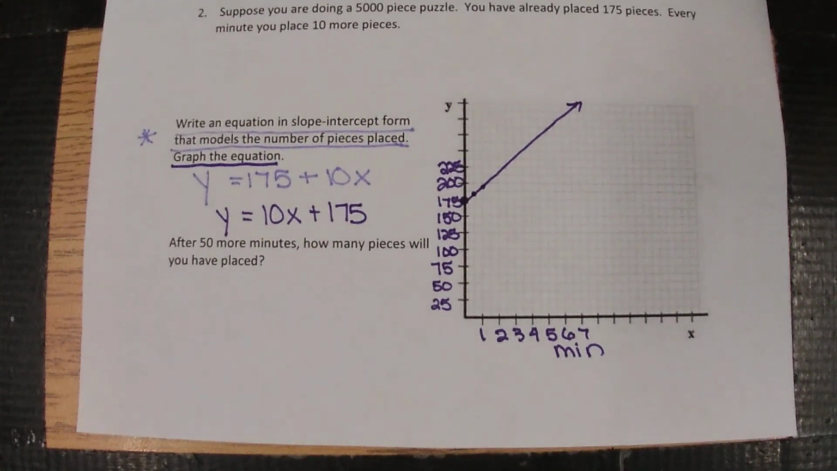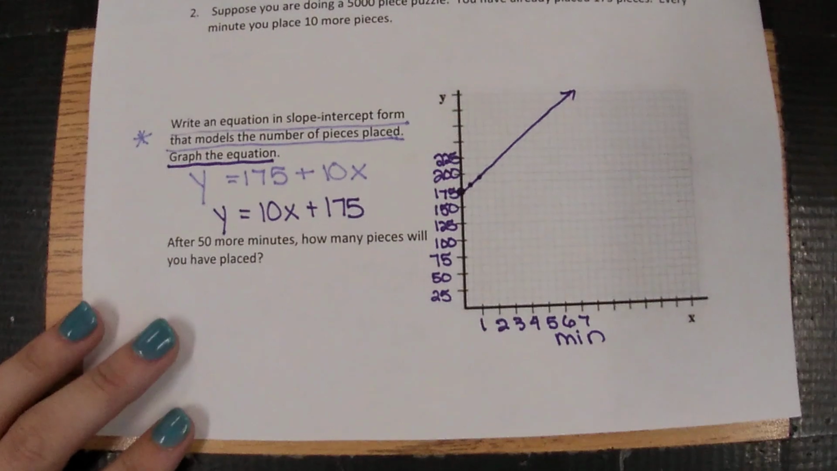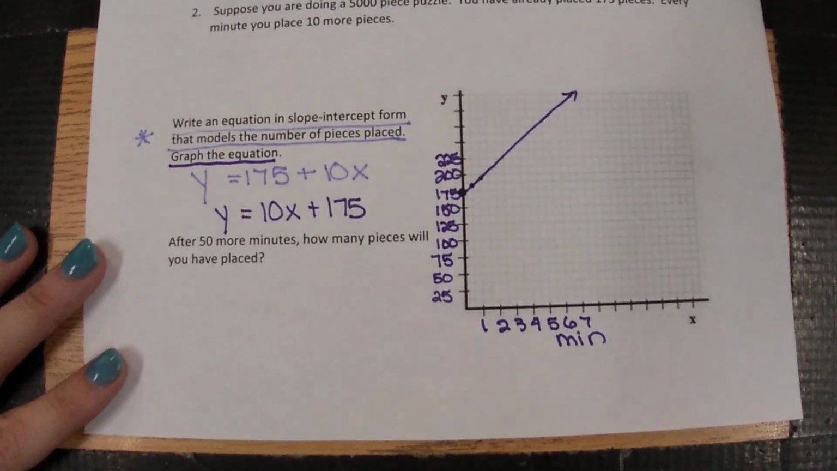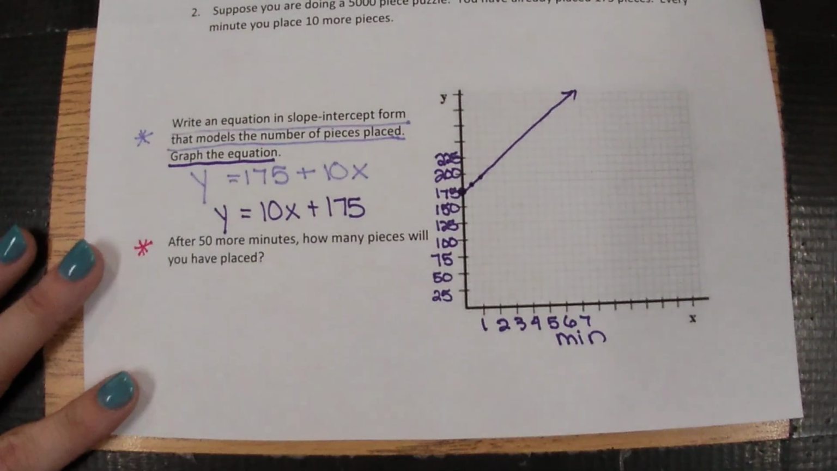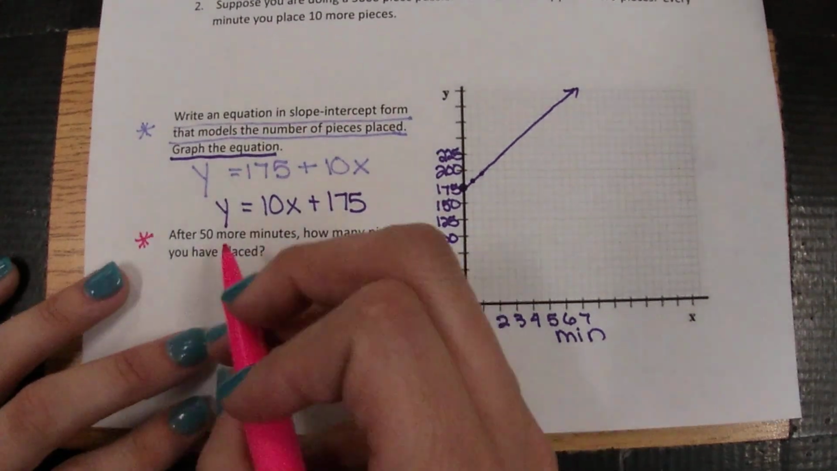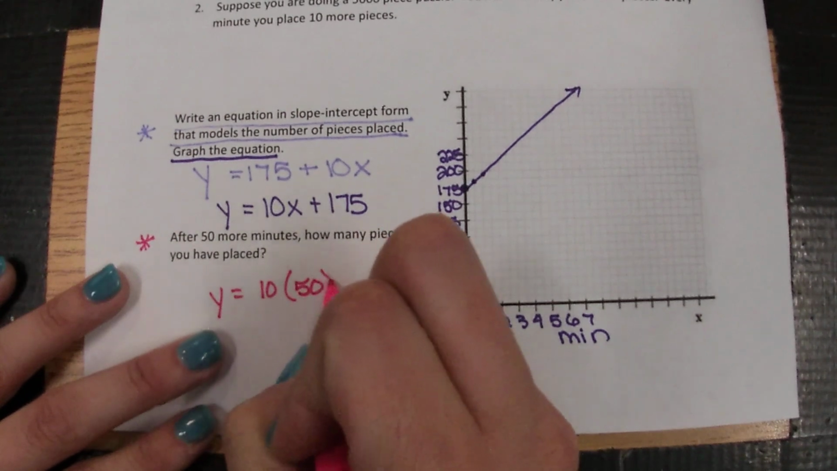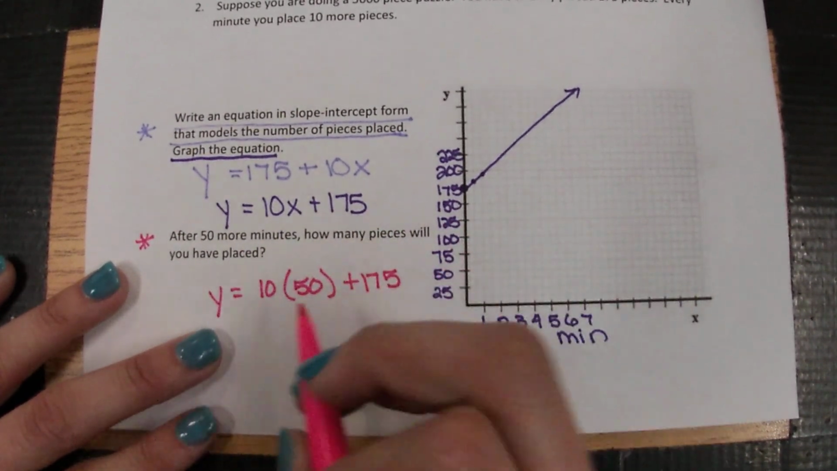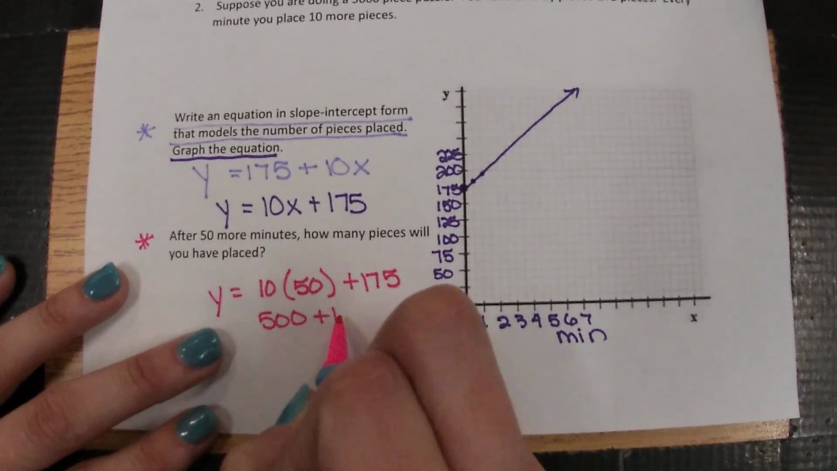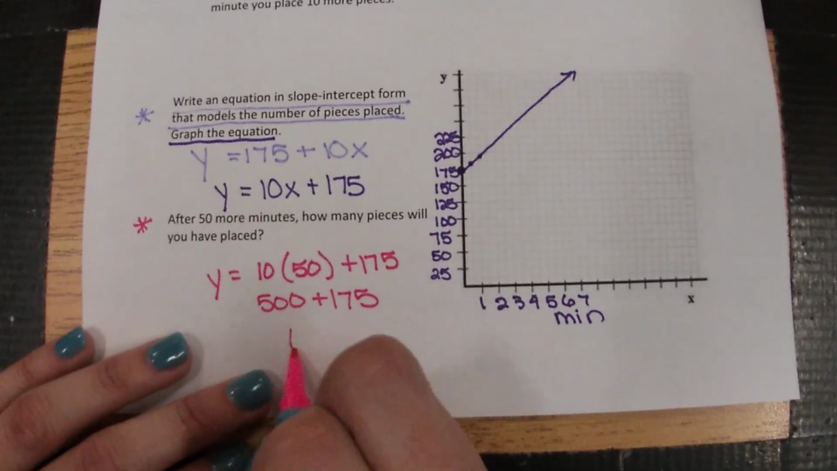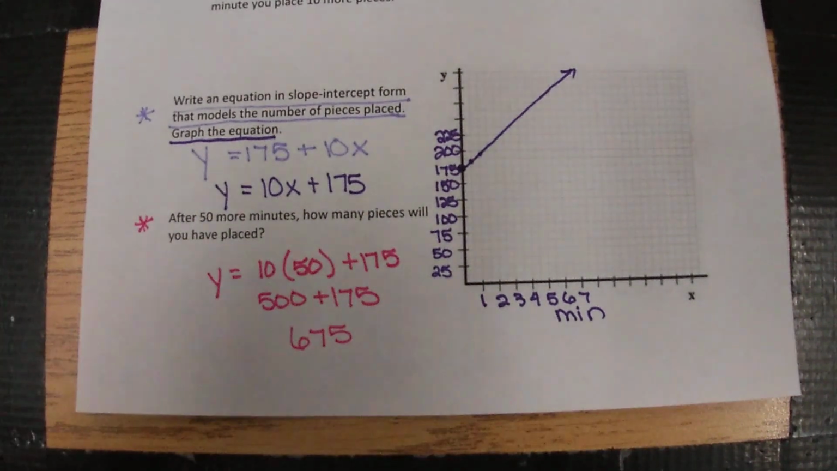It now says, after 50 more minutes, how many pieces will you have placed? Okay, so after 50 minutes have passed, you have 175 pieces done. After 50 minutes have passed, how many pieces will you have placed? So you should have taken this 50 and plugged it in for x. So we'll say 500 plus 175, and we should have got an answer of 675 pieces.